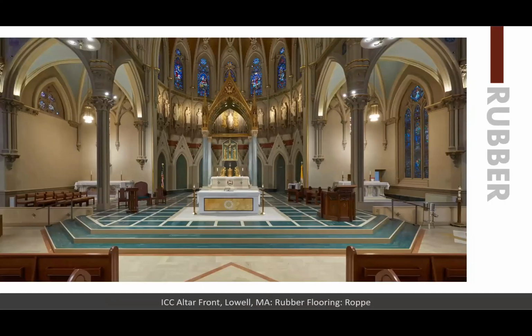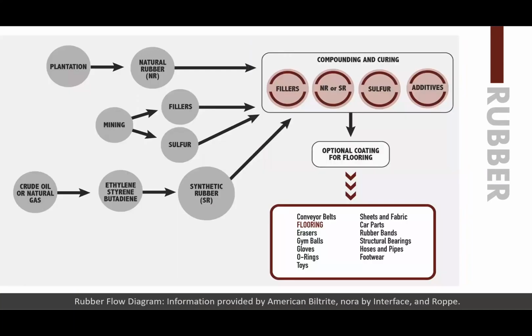Rubber is our next category that we're going to discuss. So natural rubber comes from plantations. Synthetic rubber, or SBR or SR, comes from crude oil or natural gas for ethylene styrene butadiene. For the mining portion of it, you do have fillers that are mined, and sulfur. When you compound and cure that, you mix that with the fillers, with the natural rubber or the synthetic rubber. Most floorings are made from synthetic rubber, sulfur, and additives. There is an optional coating for flooring, because not all rubber has a coating, and you can create flooring and many other types of products from that compounded rubber.